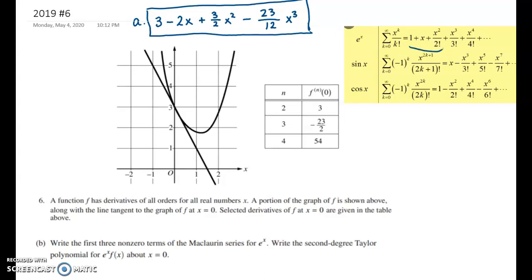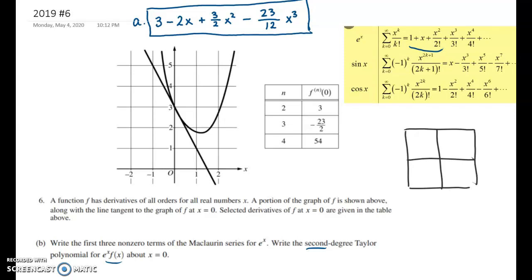And then it says write the second degree Taylor polynomial for e to the x times f of x. Well, in my intermediate algebra class, I teach students how to multiply polynomials together. And I say, well, we're going to do the area model for our polynomials.